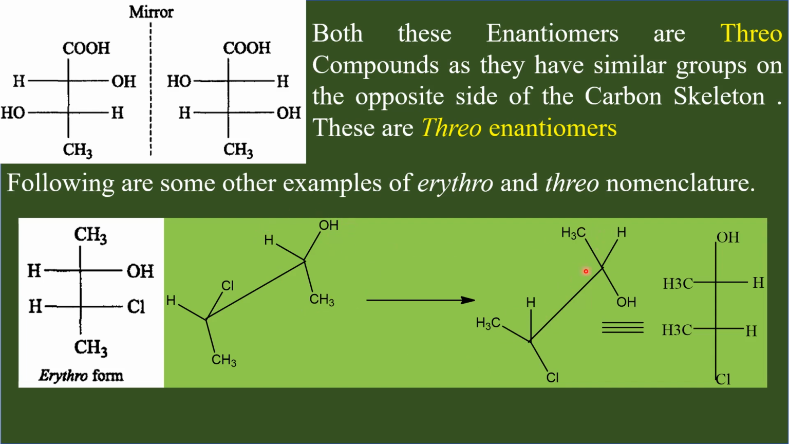So you are getting this. Now you look at this structure. Now you can convert this Sawhorse formula into Fischer projection. Always when you are converting the Sawhorse into Fischer, you draw a vertical line. At the top and bottom, you place these two groups. The groups which are shown downwards should be kept at the top and bottom of the vertical line. So this chlorine is kept at the bottom, OH at the top.